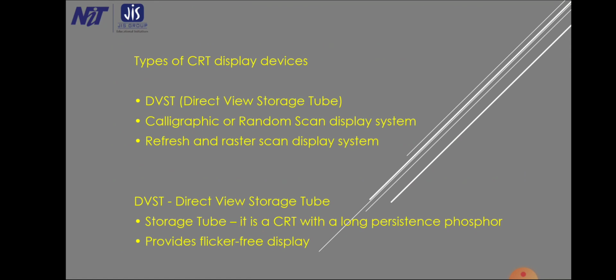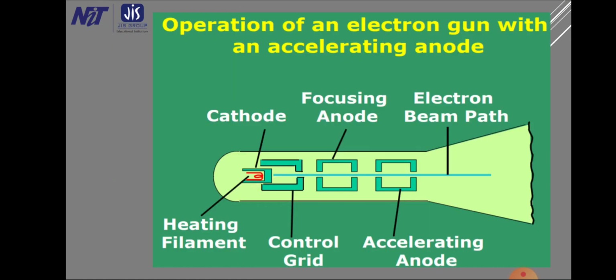We will first look at the very basic and simple one, which is the DVST or the direct view storage device. The storage tube is a CRT with a long persistence phosphor. We will see what it is. It provides a flicker free display. There is no flicker in the device and it does not need to refresh the contents of the screen. So there are three fundamental properties of the direct view storage tube or DVST.